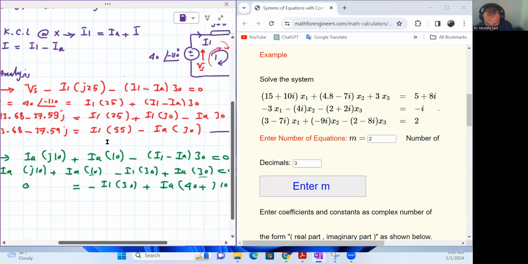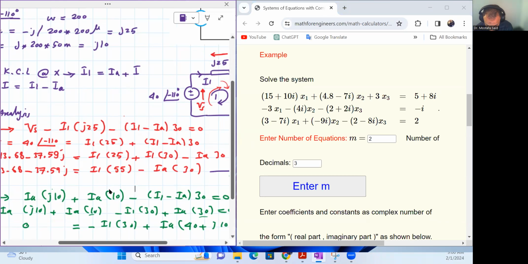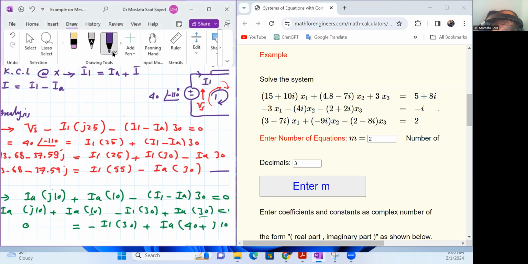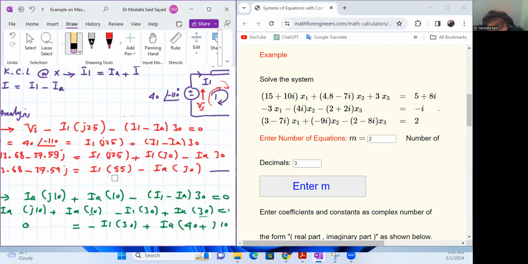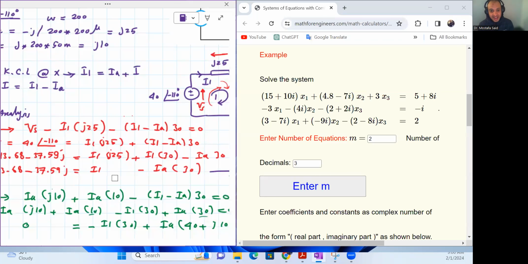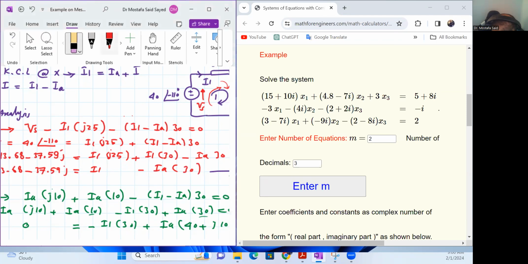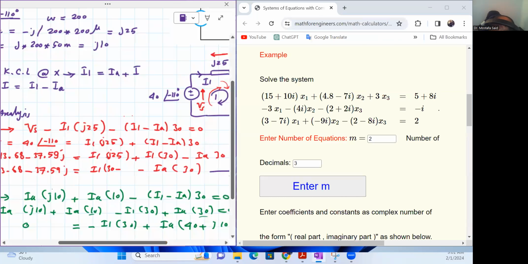So the first equation is 15 plus 5j minus j 30. Oh, this is J, by the way. So there is J here, and another J. And of course, that will not be 55 anymore, because we cannot add J25 to 30. We just write them together. So in that case, this will be 30 plus J25. I am very sorry.